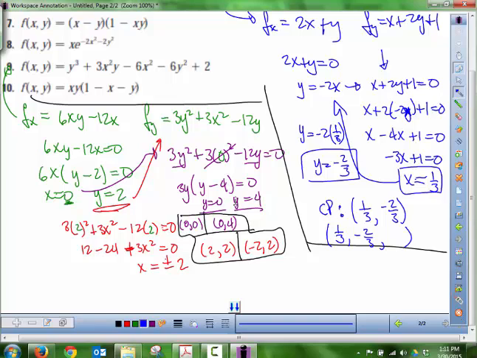And yes, you can find the z components for these things. 0, 0. I'll do this one. If I put 0 in for x and y, I get 2 for z. And then you guys can do the rest.